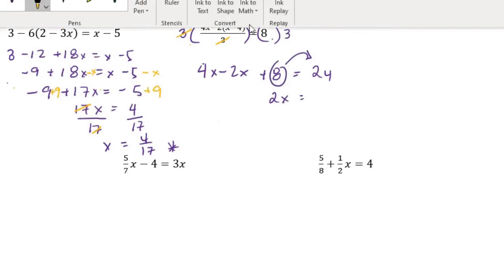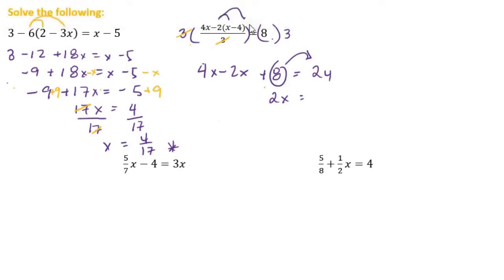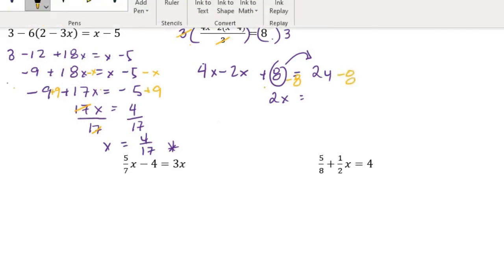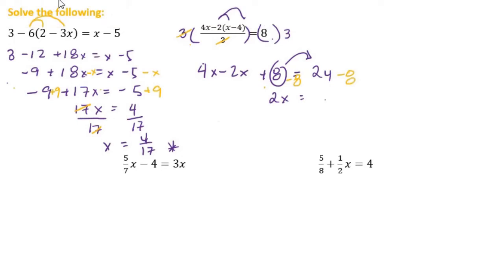How do I move it? Well, because it's positive 8 on the left, I'm going to subtract 8 from both sides. That leaves me with 2x is equal to 24 minus 8, or 2x is equal to 16. One last step that I need to do is to remove the coefficient of 2 from the x. Because 2 is being multiplied by x, I'm going to remove it by dividing both sides by 2. Works nicely, and I'm left with x is equal to 16 over 2, which is 8.